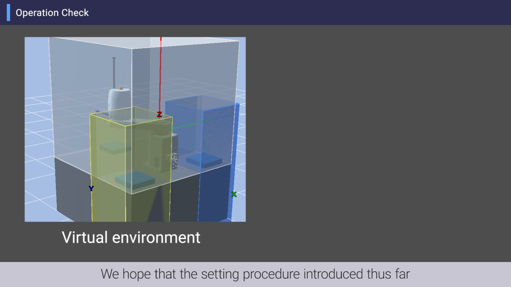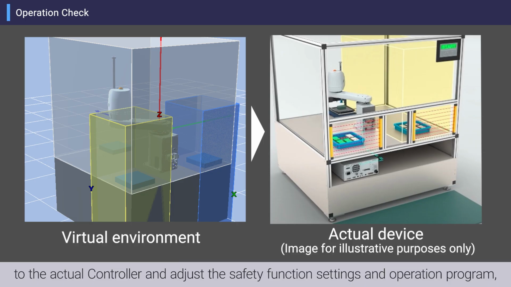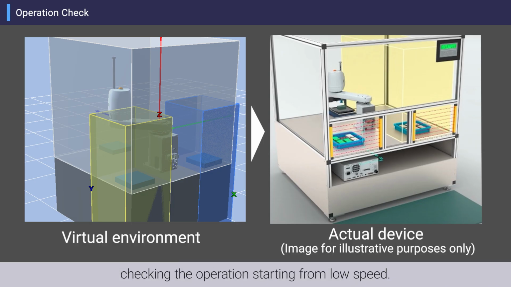We hope that the setting procedure introduced thus far will help you use the virtual safety function. When migrating to the actual device, restore a backup of the virtual controller to the actual controller and adjust the safety function settings and operation program, checking the operation starting from low speed.